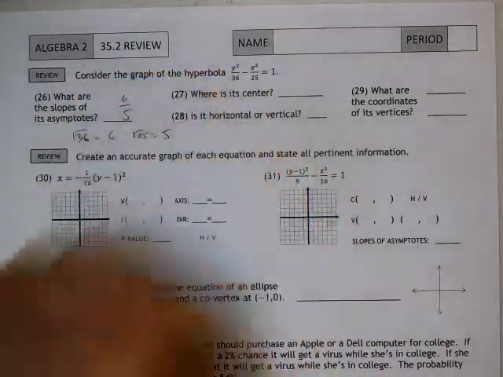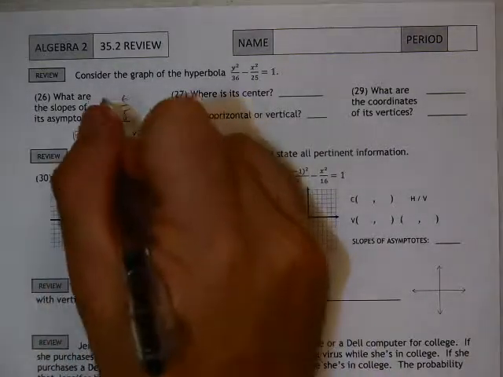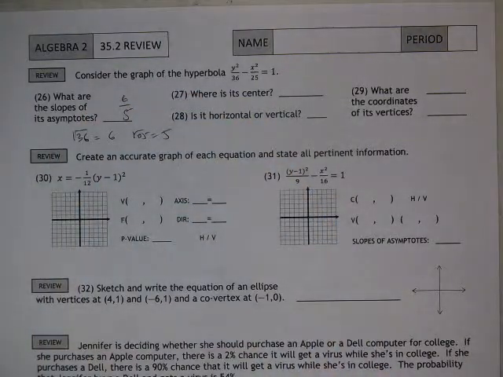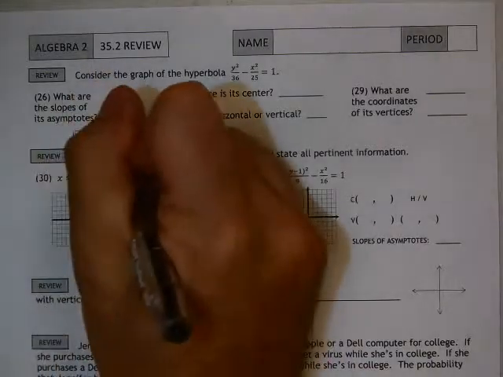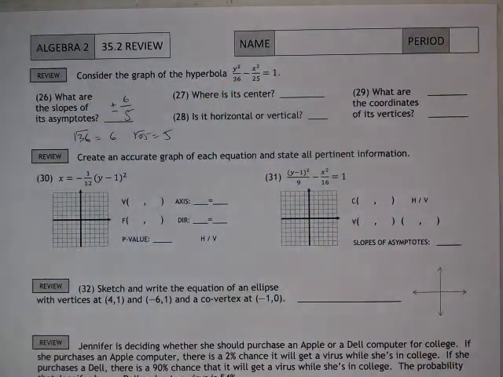And remember that when you graph the hyperbola, you have that x pattern. You have the box and the x. The two lines that make the x are those slopes. One's positive, one's negative, so we have plus or minus 6 over 5.